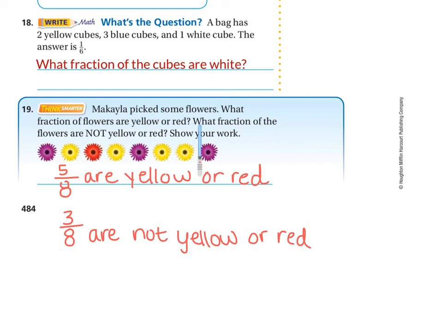Then our next step says, what fraction of the flowers are not yellow or red? So we are looking at the purple flowers now because that is the only other color we have that Michaela picked. So we want to know about the purple flowers, not the yellow, not the red. We see 1, 2, 3 purple out of 4, 5, 6, 7, 8. 3 out of 8, that's our answer right here. 3/8 are not yellow or red.